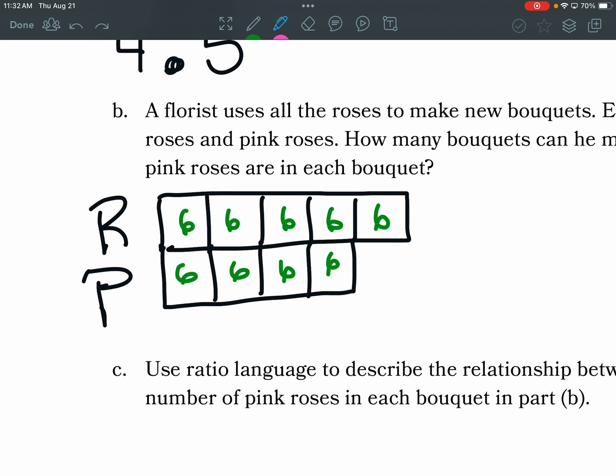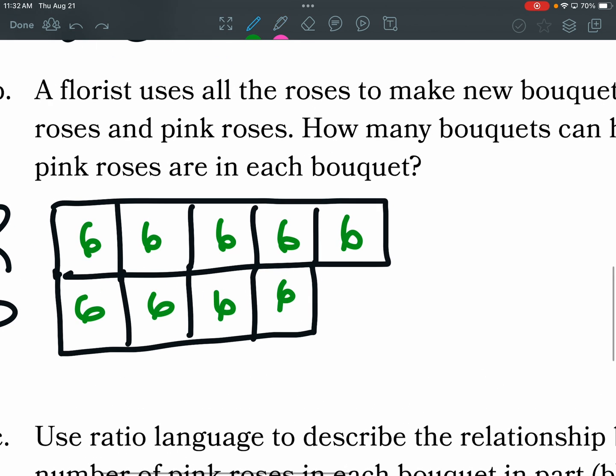All right? So, here we go. How many red roses do we have all together now? 30. And how many pink roses do we have all together now? 24. So we have some questions up here we need to answer. And I can't read them, so I'm going to open my book here so I can see what they say. So it says, each bouquet is an identical mixture of red and pink. How many bouquets can he make? How many red roses and how many pink roses are in each bouquet?